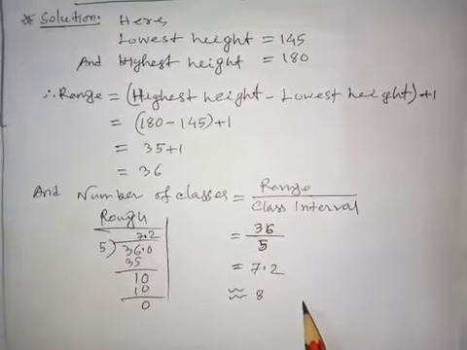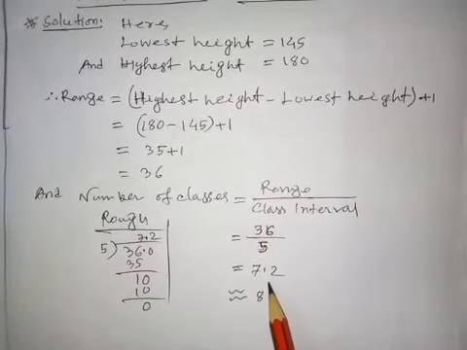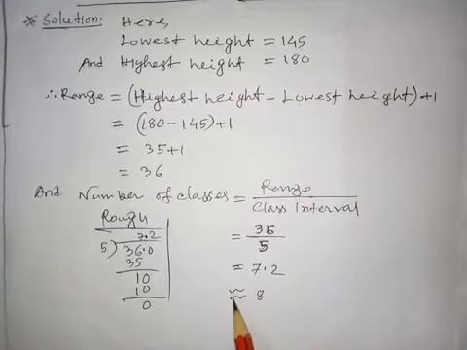But 7.2 is a decimal, a fractional number. So the class number cannot be a fractional number. So we will assume that the total number of classes will be 8.